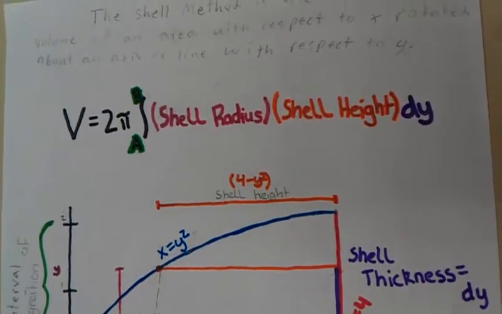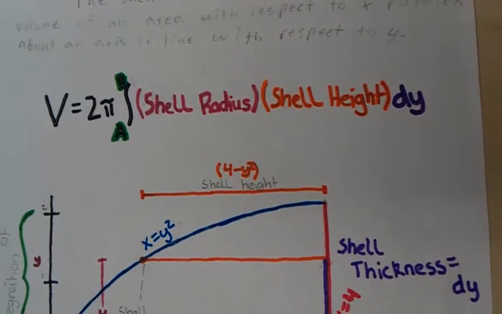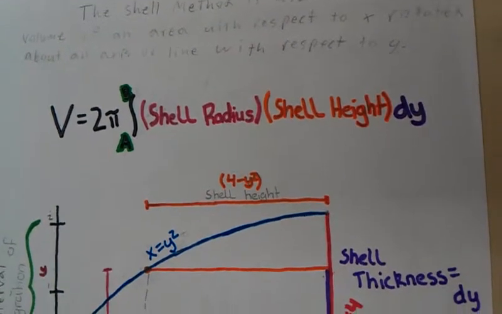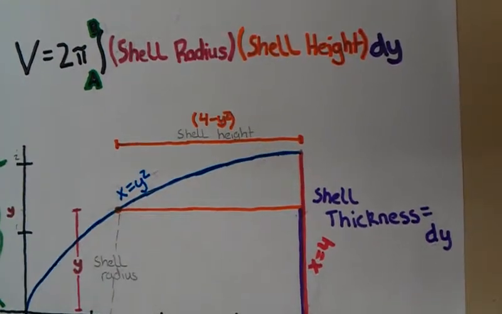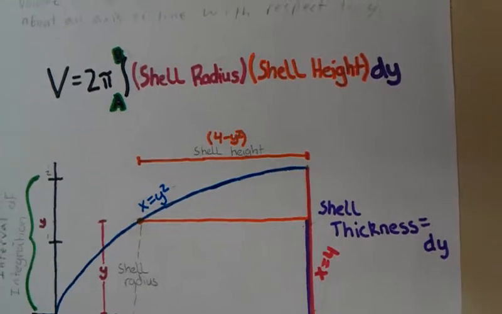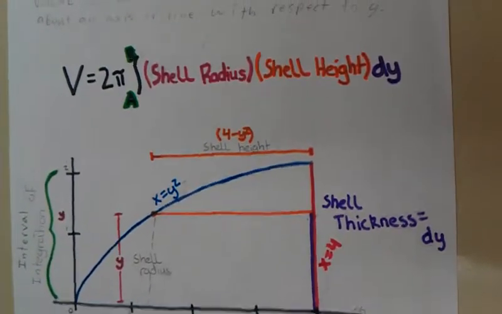And then we have that little dy over there. You might be like, why? That's not a dx. Could you explain? Well, the dy means you're taking the integral with respect to y, or the y-axis, instead of with respect to the x-axis.